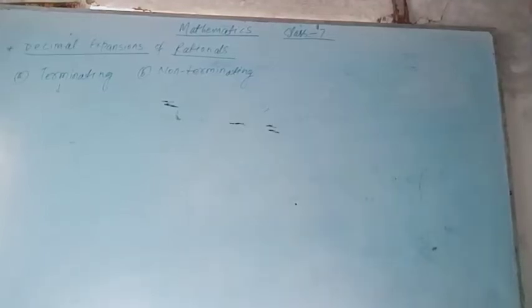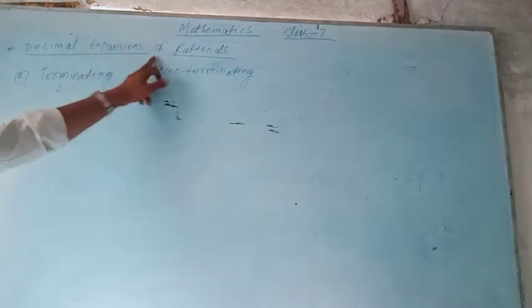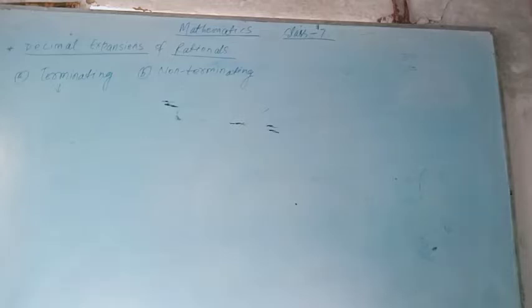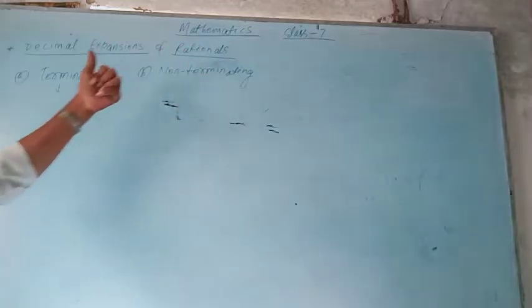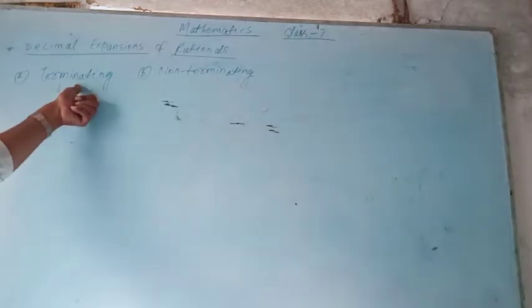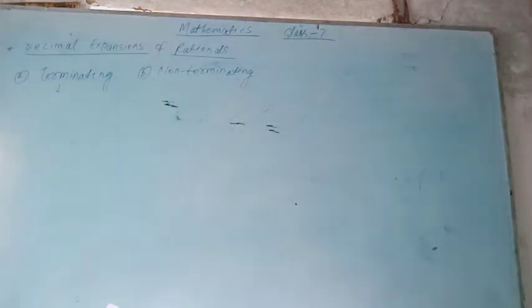Hello my dears, today I am going to teach decimal expansion of rationals. It is for class 7. There are two decimal expansions of rationals. Rationals means rational numbers: terminating decimal expansion and non-terminating decimal expansion.